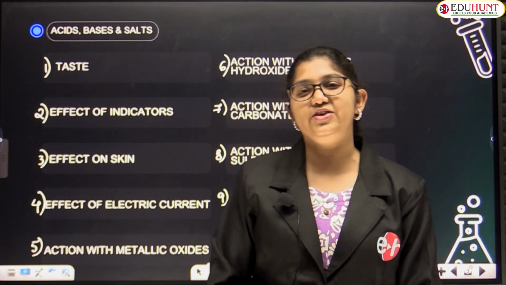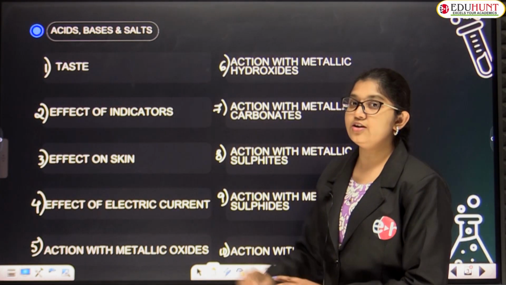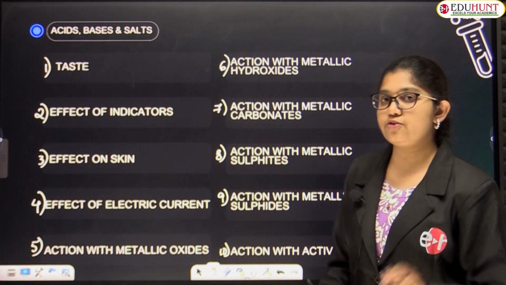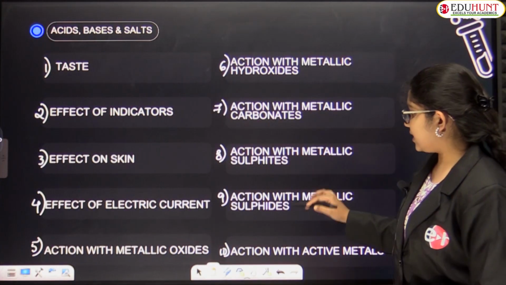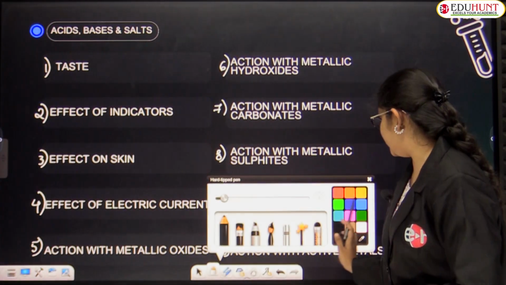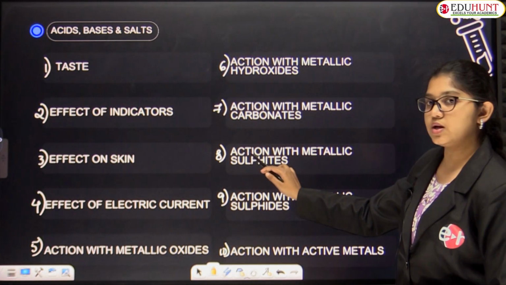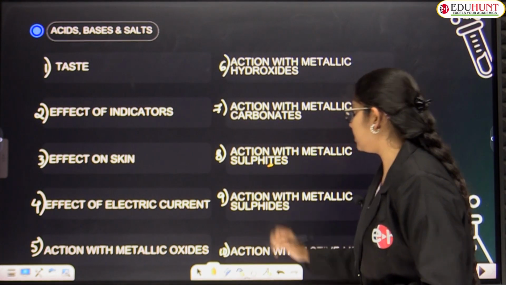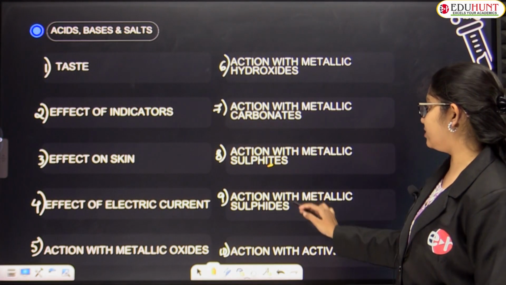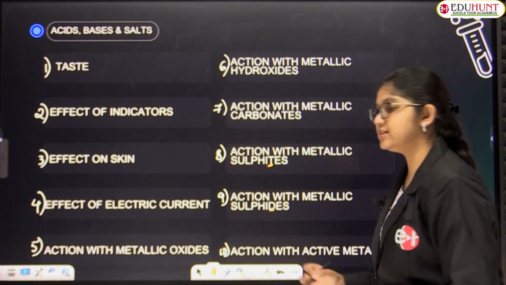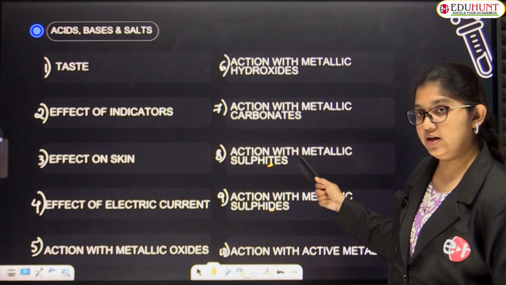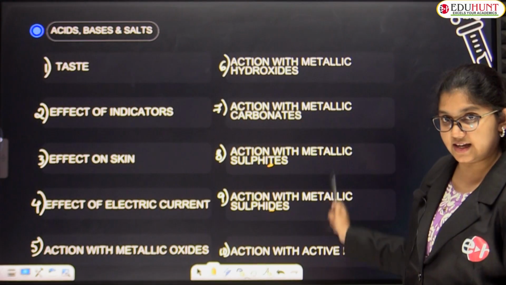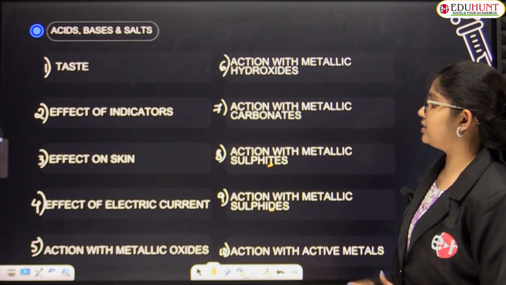Don't miss it, watch the video full length. So here we have, from taste to action with active metals. Children, look at the 8th and 9th points. Here we have a small key difference. The 8th one is action with metallic sulfites, with a T, and the 9th is action with metallic sulfides, with a D. These two names are different. Don't think they are the same. Let's go one by one.